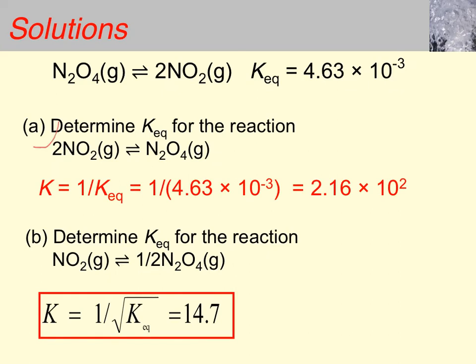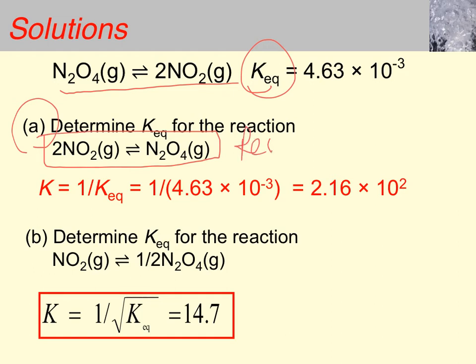Let's look at A first. The original reaction starts with dinitrogen tetroxide. It gives you the K value. Now, what have we done with this chemical equation? We've simply flipped it. It's simply the reverse of the original one. And so what was the expression I said you need to know? When you reverse a reaction, the new K, so we'll call it K of reverse, equals 1 over the original K, and we'll call that K of forward.